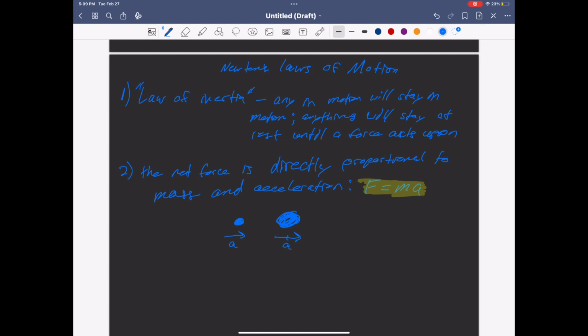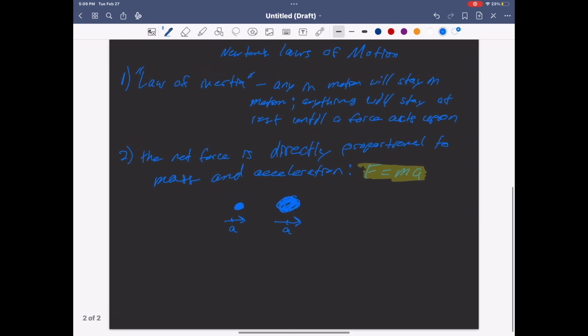So obviously, a smaller mass with the same acceleration is going to have a smaller force than the larger ball, because the larger ball has more mass.